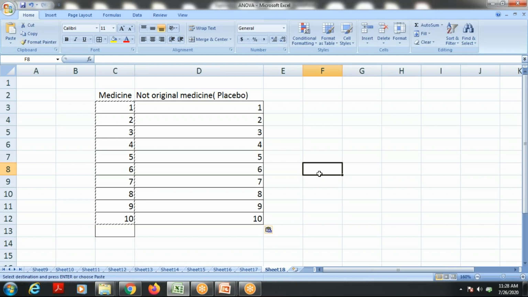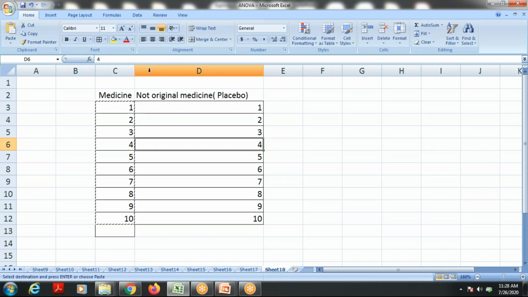Like someone takes an immunity boosting medicine, then that is not considered as the actual medicine, right? So we can call it a placebo. A placebo is something which is not actually the medicine. It is a very similar looking medicine, but that is only for the test or experiment.